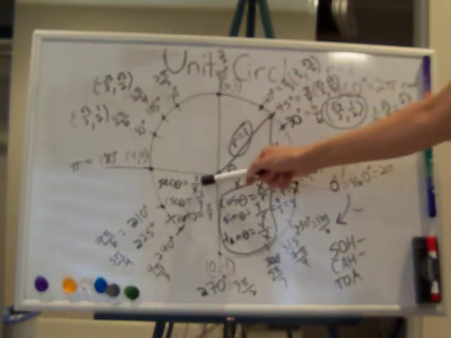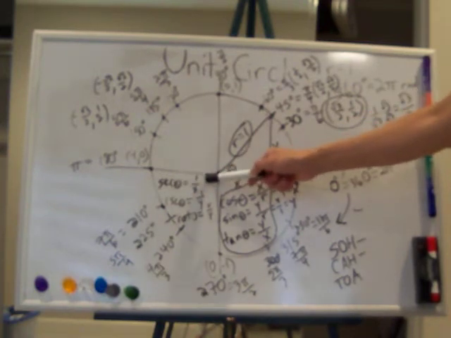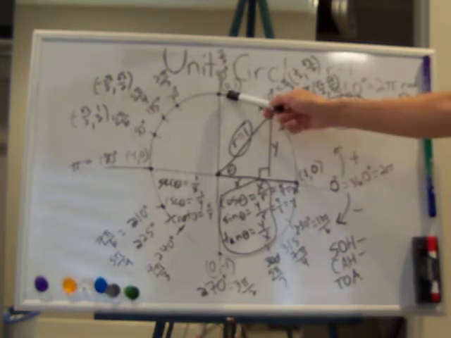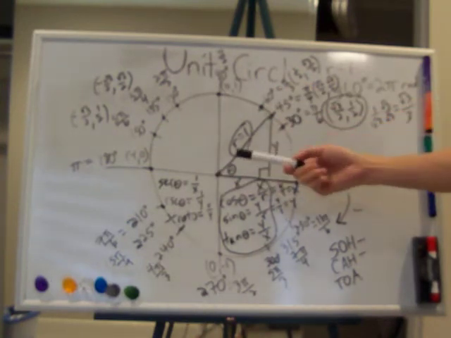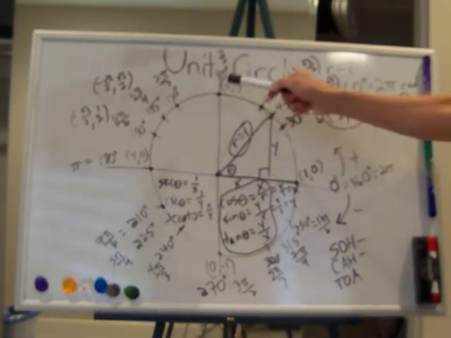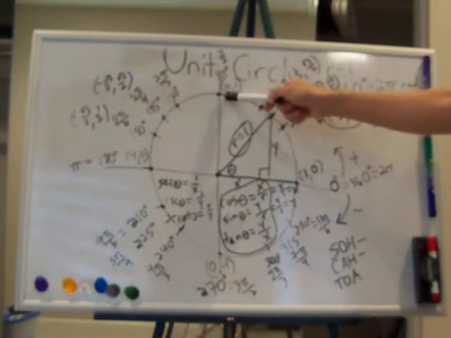Or you could follow this rule and just say, if I remember secant of theta is equal to 1 over x, what's the x value here at pi over 2? It's 0. 1 over 0, undefined. Can't divide by 0, it's undefined. So either way, secant of pi over 2 or secant of 90 degrees is going to be undefined, right?